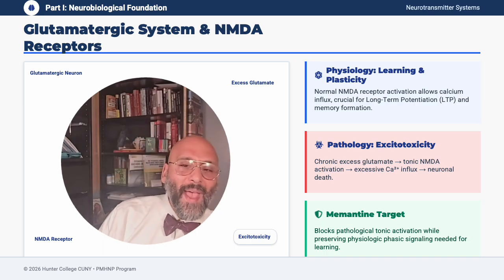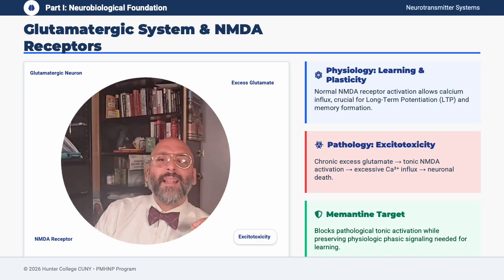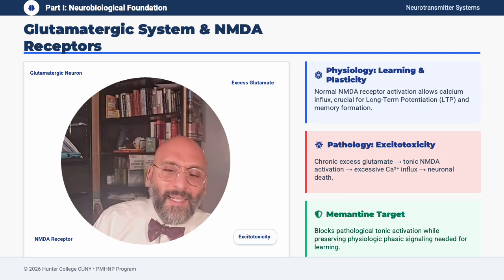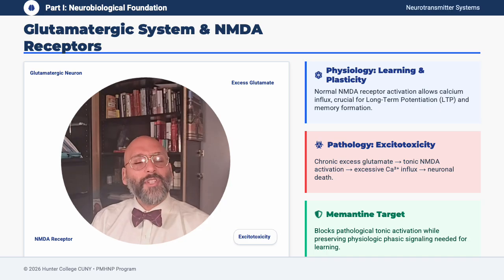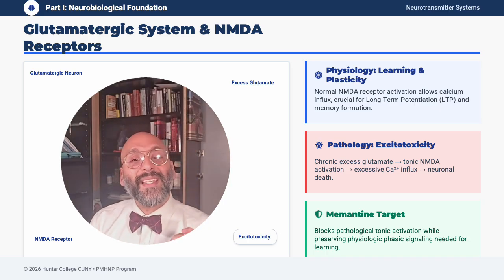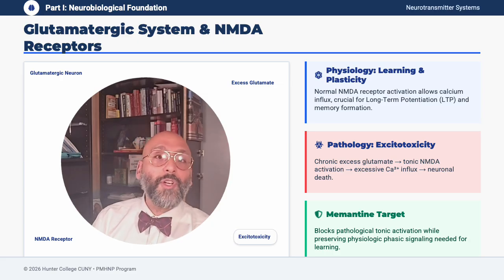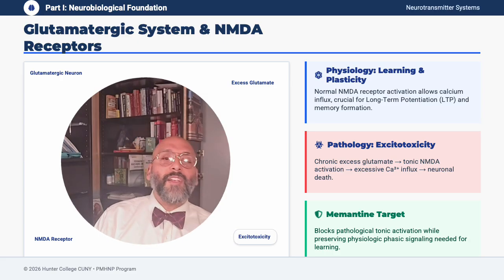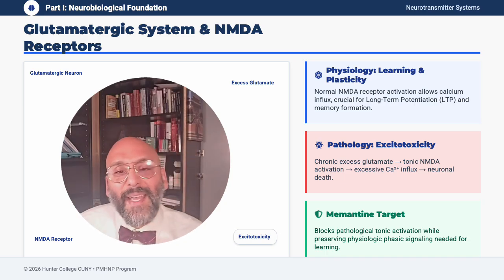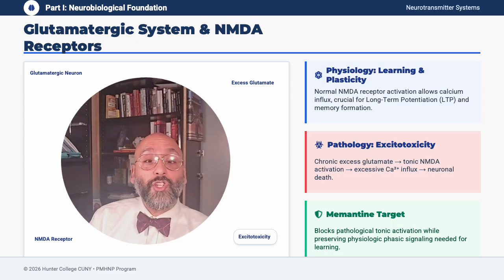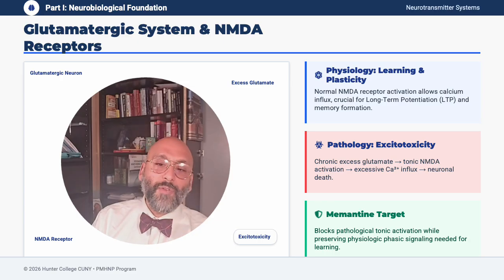Now, look at the pathology panel. So when glutamate levels are chronically elevated, or when NMDA receptors are tonically activated, you lose that precision. Calcium influx becomes excessive and sustained, and then this leads to excitotoxic mitochondrial injury and oxidative stress, and ultimately neuronal death. So this mechanism is implicated in conditions like Alzheimer's disease and traumatic brain injuries and stroke, and potentially some aspects of schizophrenia and neurodegeneration.